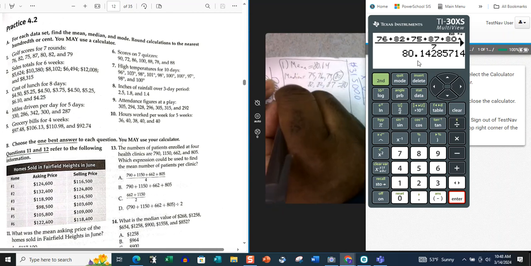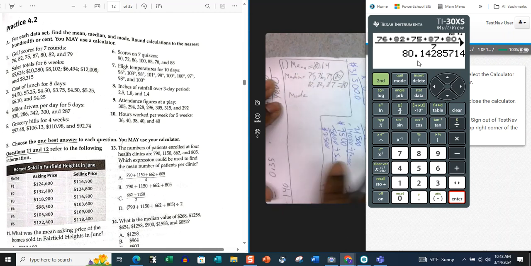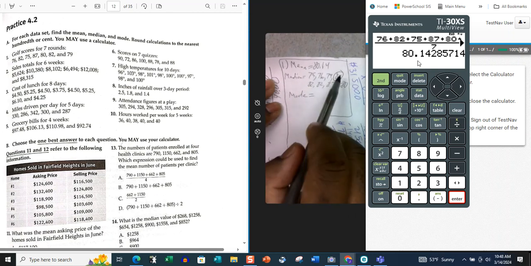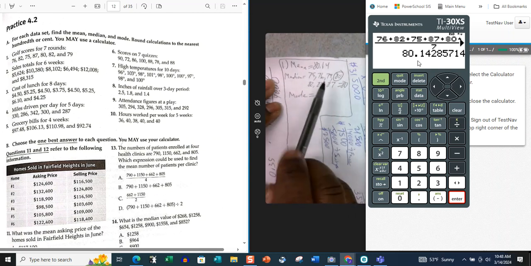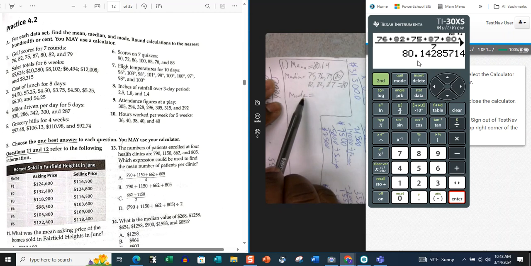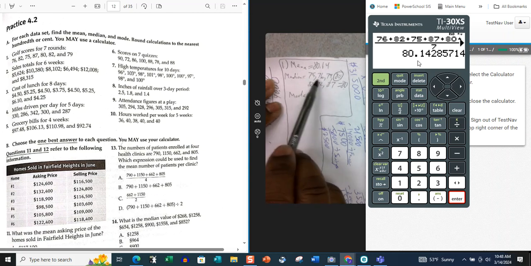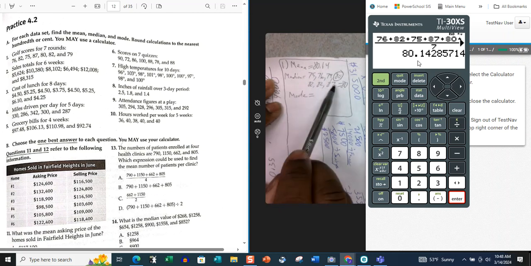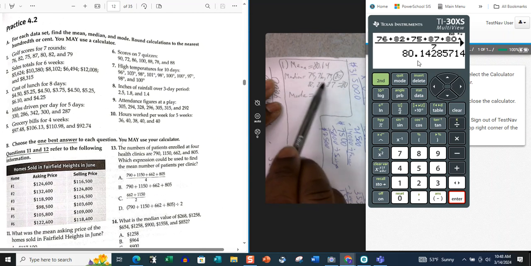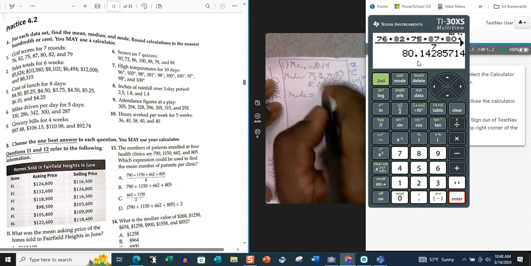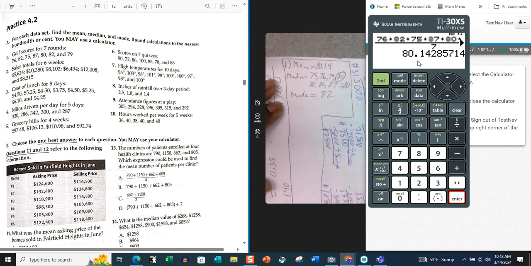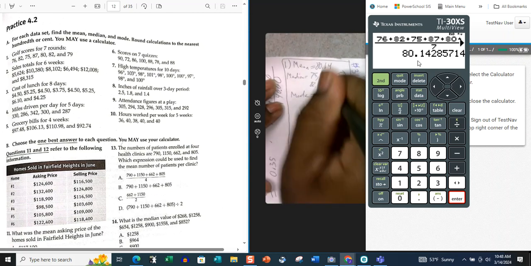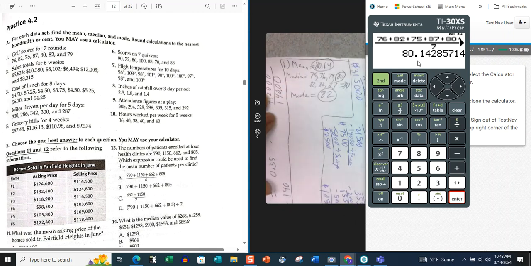So now the mode. Remember, the mode is the number or numbers that appears the most. I think it's easier to find your mode after you do your median, because all the numbers are organized and you can see which has the most repeated numbers, which is 82. So that took care of problem number 1.